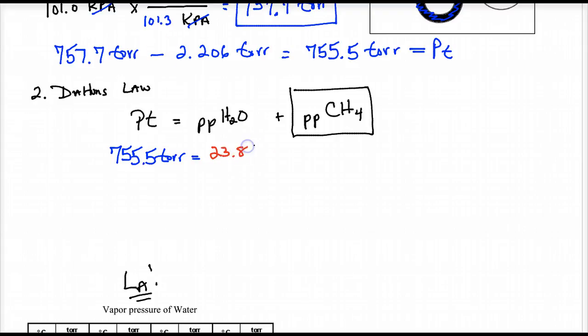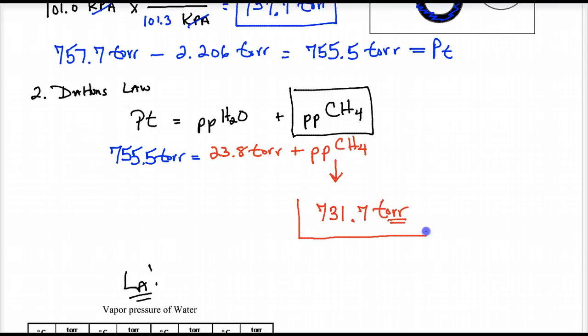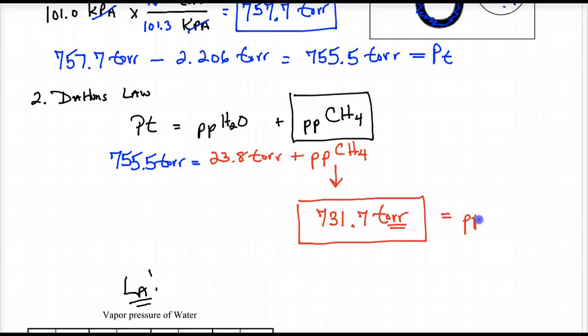Okay, torr. Okay, what's this guy? Well, what plus that equals that? Well, it's a little algebra. Essentially, you're going to subtract 23.8 from 755.5. Okay, so let's do that. And I get my partial pressure of my methane, dry, to be 731.7, and of course the unit is torr. And that is my answer for just the methane gas, CH4. That's the partial pressure of the methane.